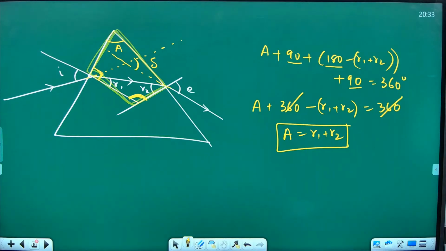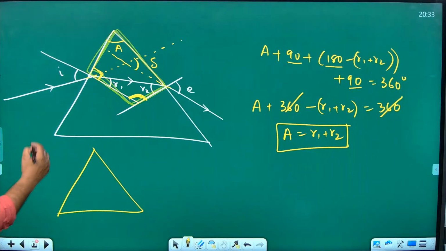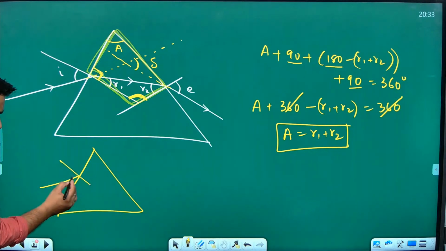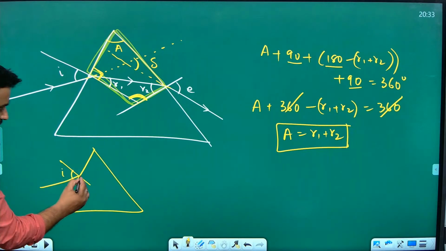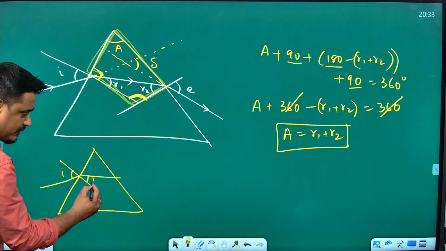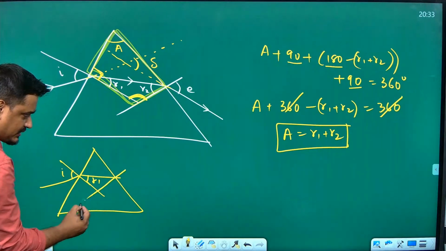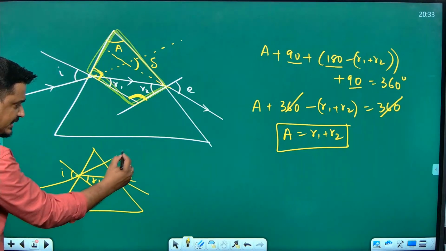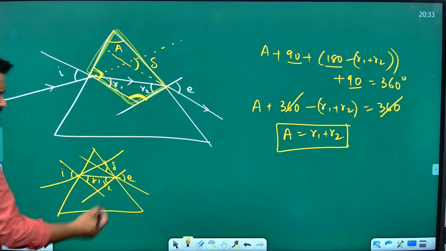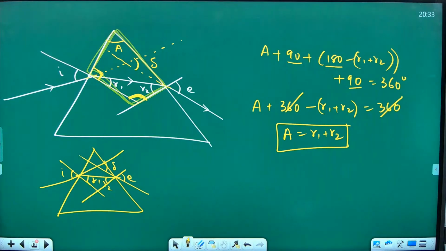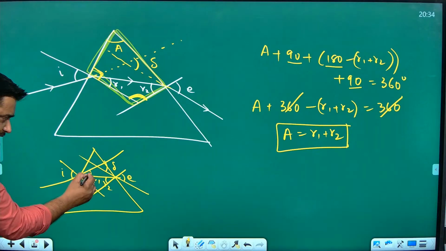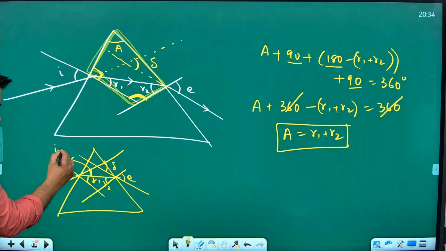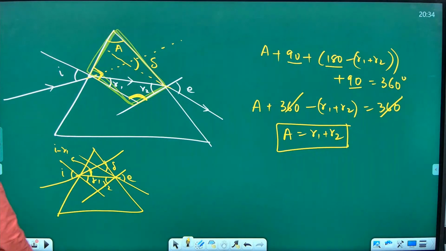Now, if you see, I am once again drawing this diagram here. In this diagram, this was angle of incidence, this was R1, then this was R2, and this was E. If I extend here, this was angle of deviation, right? If you see clearly, you will realize that this angle is I minus R1, or let me go to the next page. First you copy this fast. You copy this, I will draw a bigger diagram. It may confuse you, I think.